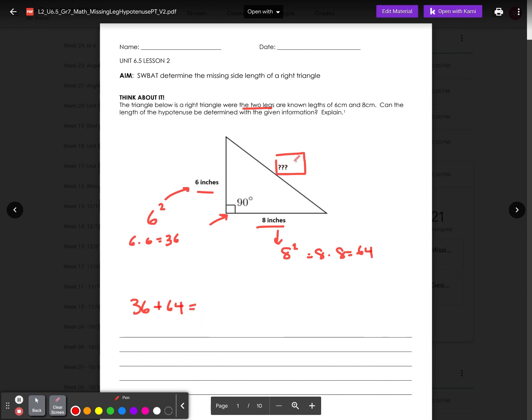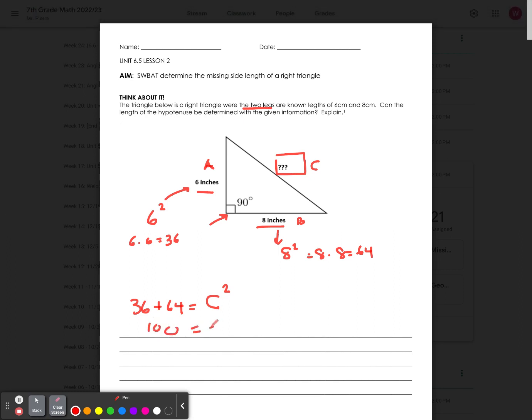We're going to call this unknown side length. If this were A and this were B, we would call this side length C. This would be equal to C squared. And so 36 plus 64 is equal to 100. So that means C squared is equal to 100. Well, we don't want to know what C squared is. We just want to know what C is.